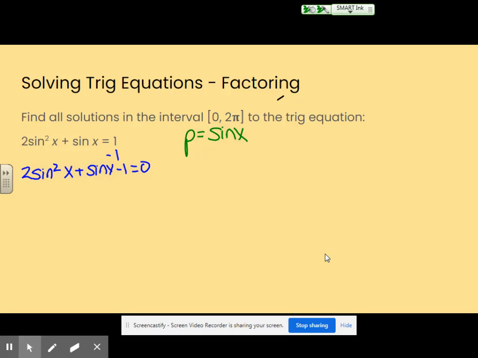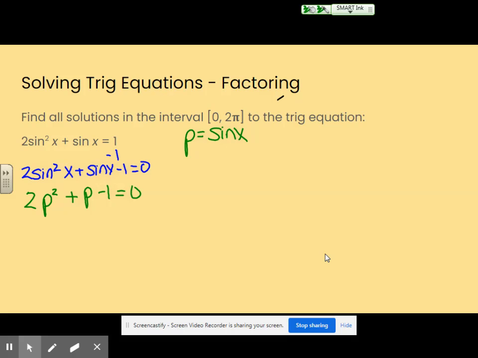What that's going to do is it's not going to change the answer or anything. All I'm doing is saying, okay, for the moment, while I'm doing some calculations, maybe I'll just shorten it. Instead of writing sine x over and over, this is something that can help me and make it look a little bit more familiar. Now we have 2p squared plus p minus 1 equals 0.